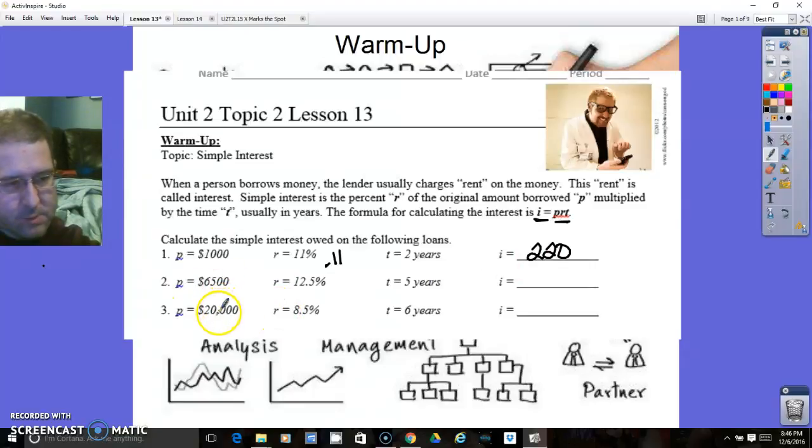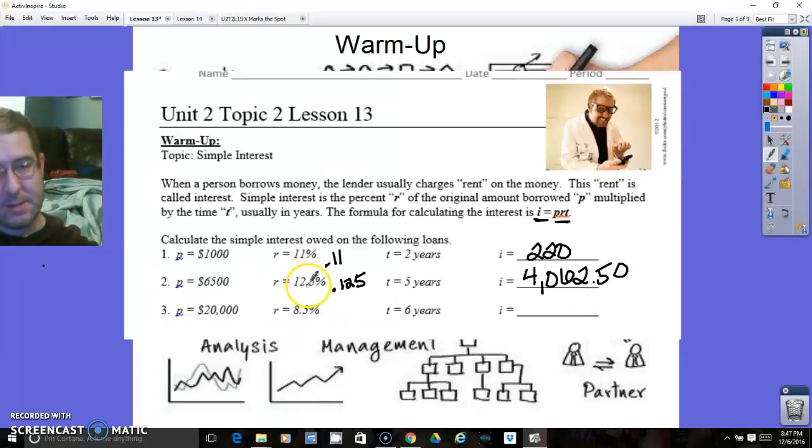Same thing goes for the next question. If you borrow $6,500, multiply that by an interest rate of 0.125, that's 12.5%. Okay, I put in the wrong thing. 0.125, and then multiply that by 5 years, and you're going to end up paying $4,062.50. That seems like a lot of interest. Well, 12.5% is pretty unheard of. That's a very high interest rate.